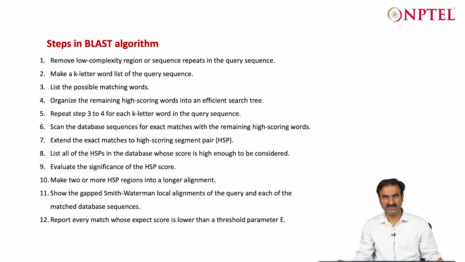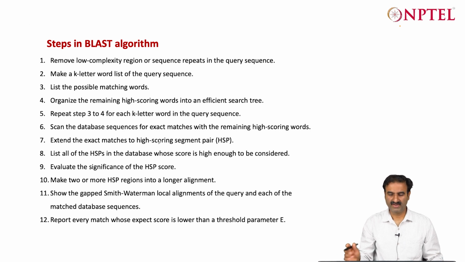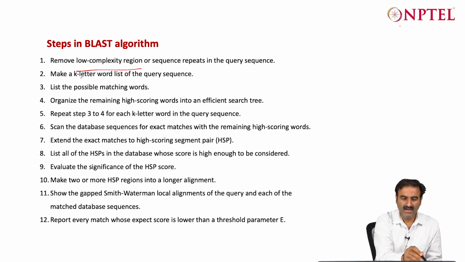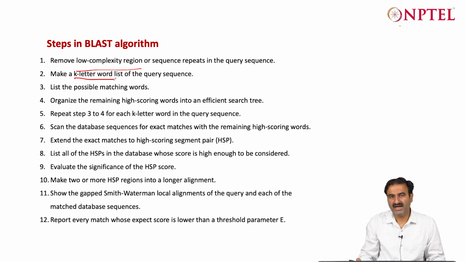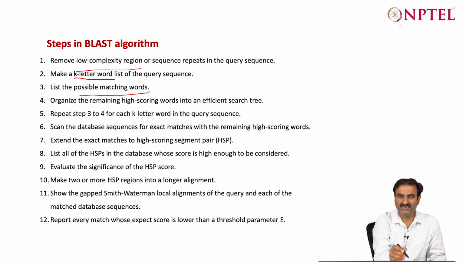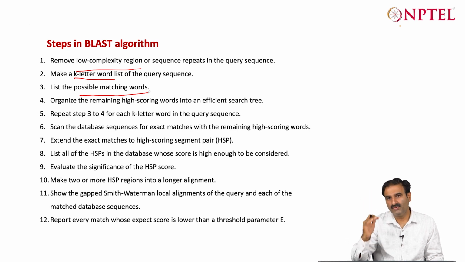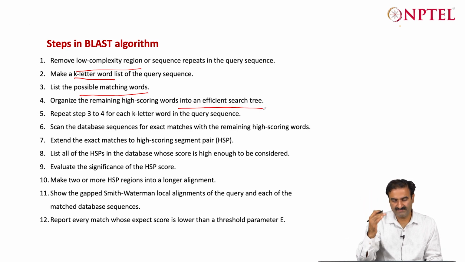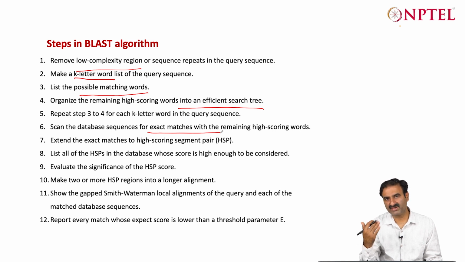So if you go stepwise, the first step, when you get a sequence, is to remove all the low complexity regions or repetitive regions, because they will complicate the process of alignment. They can be found anywhere in the sequence randomly, so they should be removed first. Then make a K letter word list, and for each word make a list of all the possible matching words and arrange them, based on score, into an efficient search tree.